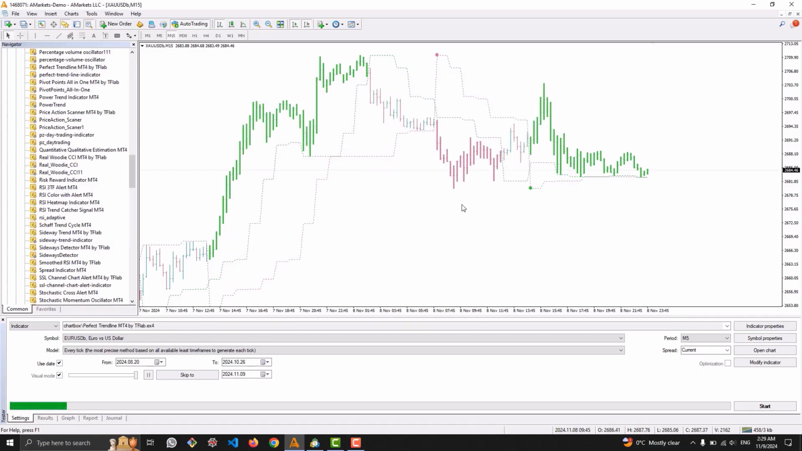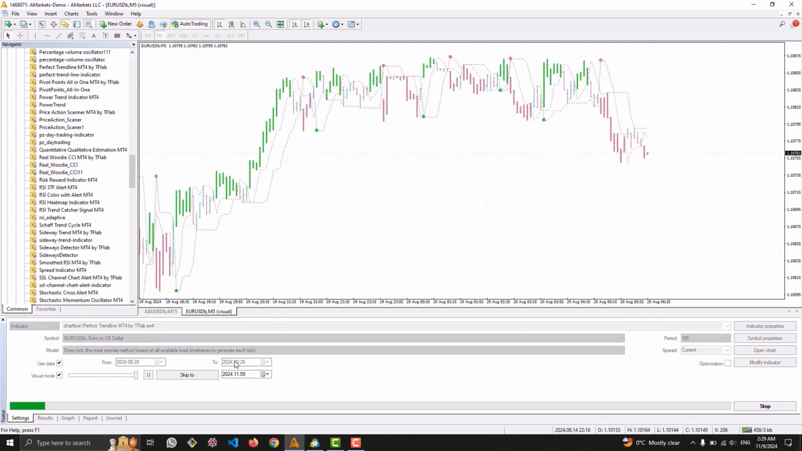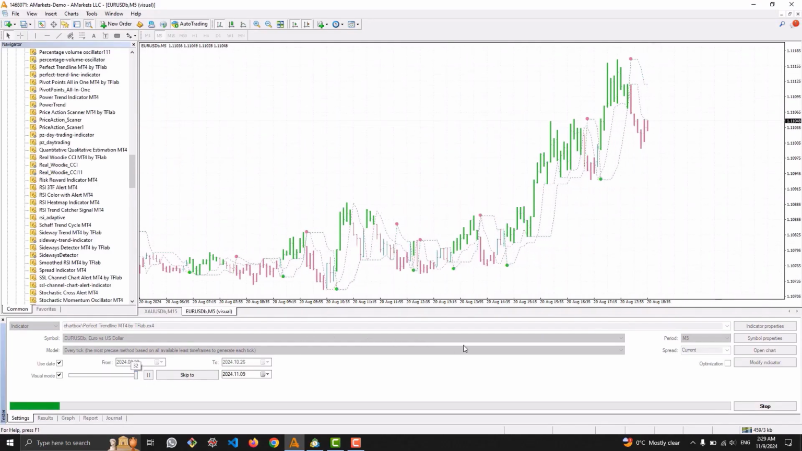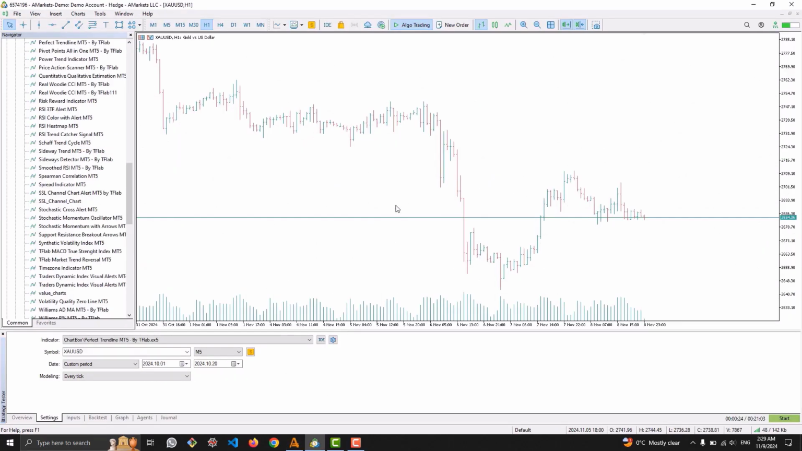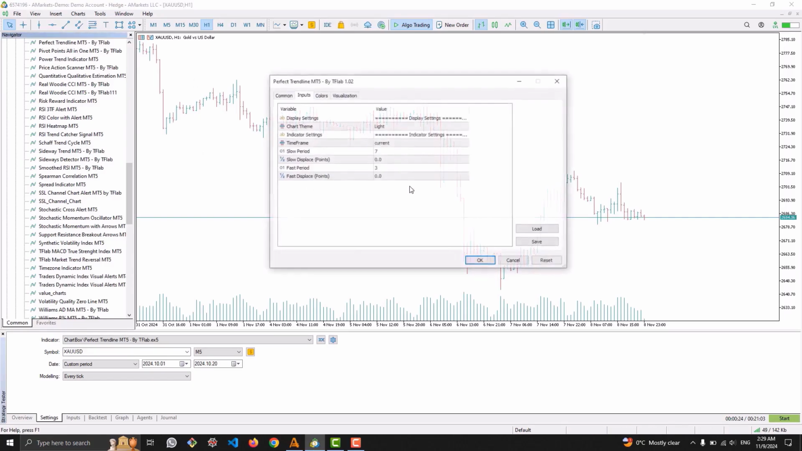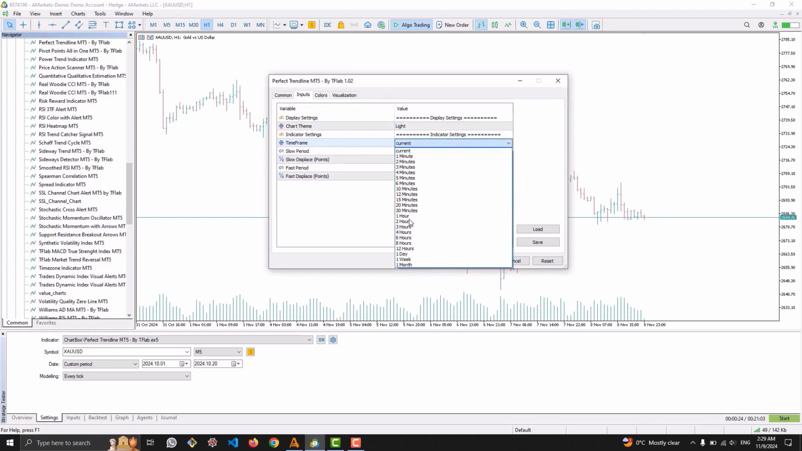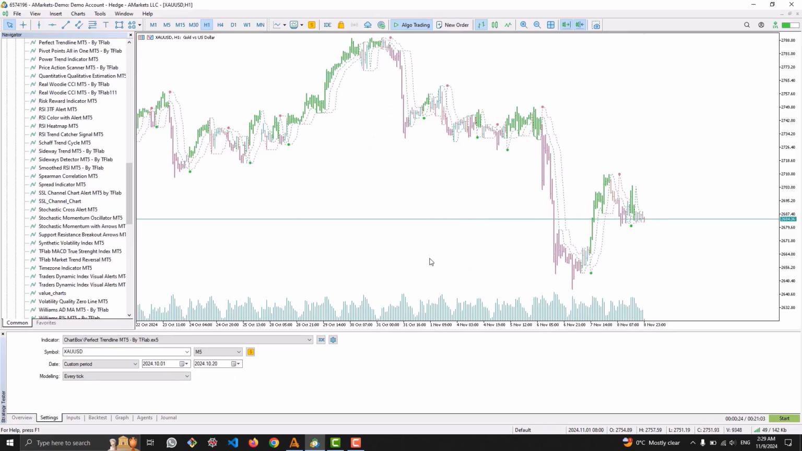Now let's see the live indicator test on the MetaTrader 4 platform. You can also use this indicator on the MetaTrader 5 platform. Let's see the live test and this indicator together on the MetaTrader 5 platform.